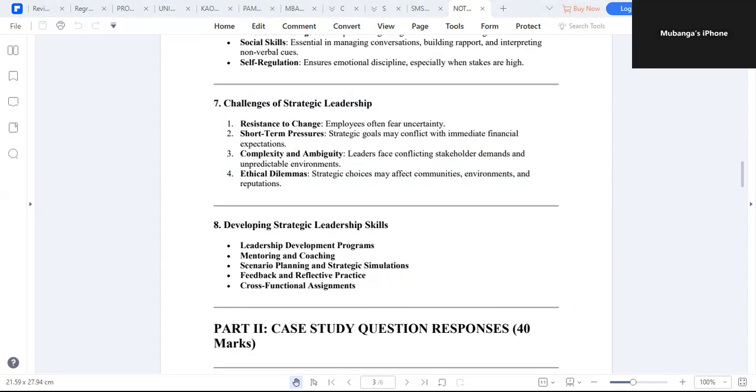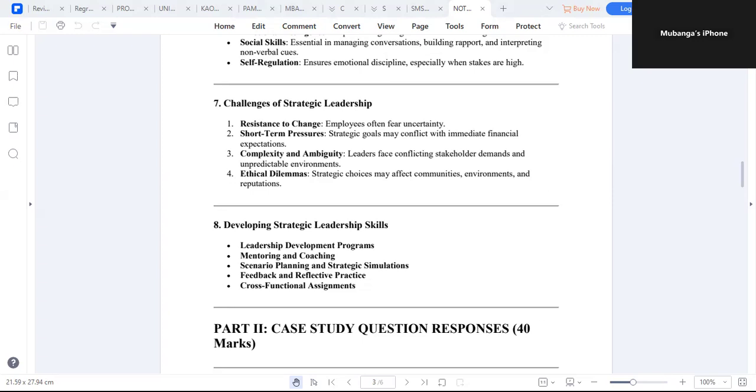So many people in organizations are uncomfortable with change because it comes with a lot of uncertainty. Employees may fear losing jobs, they may face new responsibilities, and also adapting to unfamiliar ways of working. So strategic leaders must help people to understand the reasons for the change. So they must involve them in the process and support them during the process.